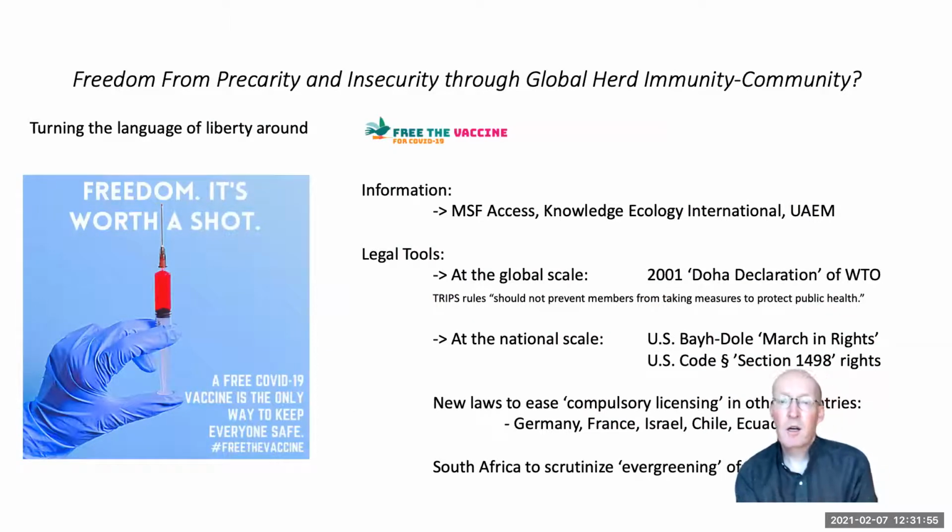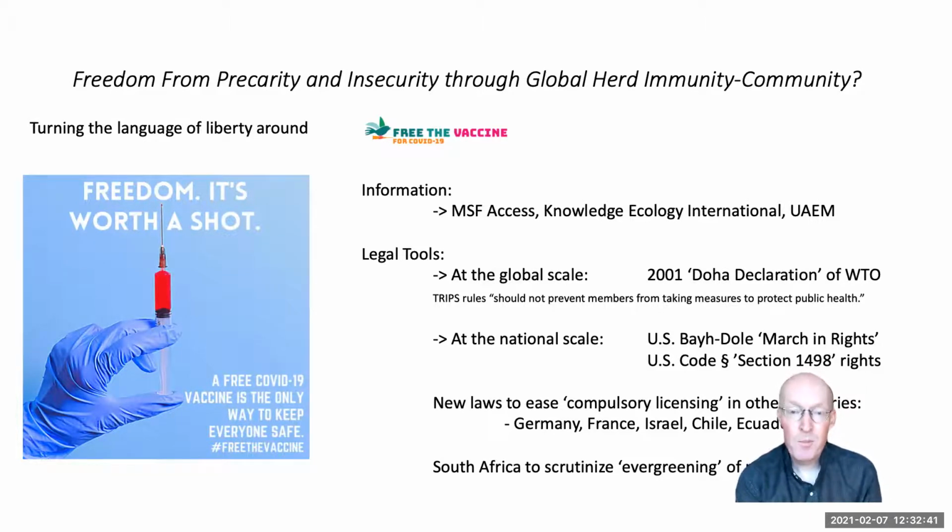We've also seen movements taking shape more recently to push for so-called freedom for the vaccine. Freeing the vaccine has become the watchword of Universities Allied for Essential Medicines, who've joined up with various other groups, including MSF Access and Jamie Love's group Knowledge Ecology International, to argue that this is the moment to suspend IP rights on private pharmaceutical patents and go beyond the monopoly model in medicine and really go for herd immunity at the only scale that really matters, which is the global scale.